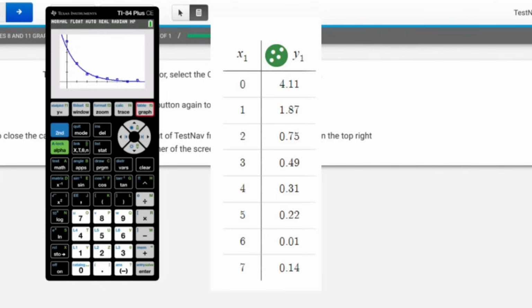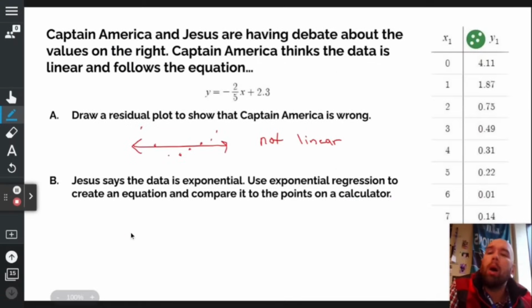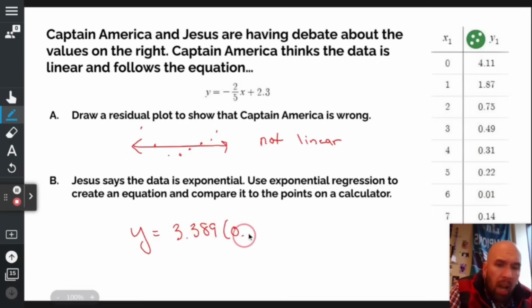So there you have it, exponential. Just like always, Jesus is spot on. It wasn't exact, but it was pretty close. And the data lined up quite nicely with this equation that we're writing out right here.